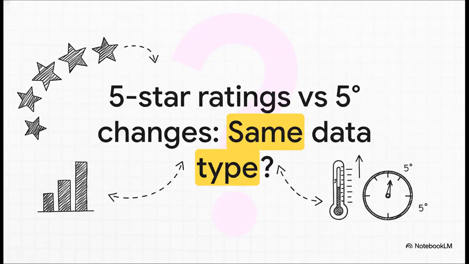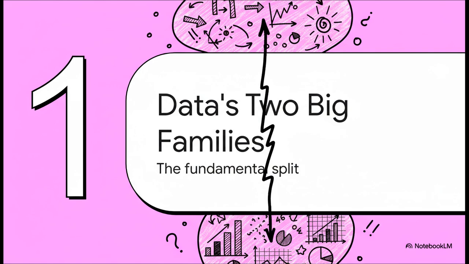So let's kick things off with a little puzzle. On the surface, you see the number 5 in both of these, right? A 5-star rating, a 5-degree change. But are they telling us the same kind of thing? It seems so simple, but there's a really interesting difference hiding in there. By the time we're done here, you'll know the answer, and it perfectly sets the stage for everything we're about to unpack.